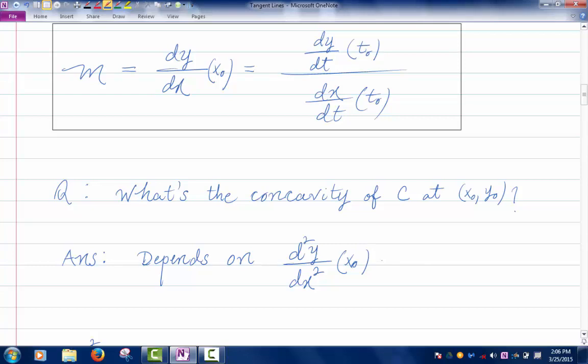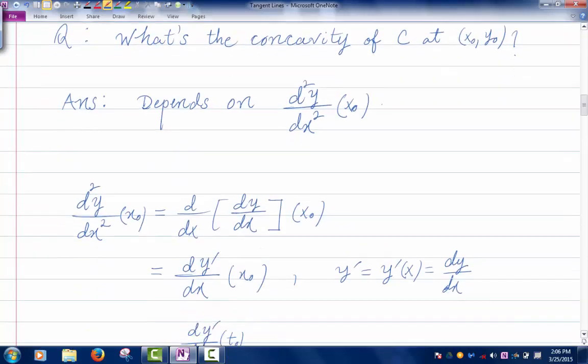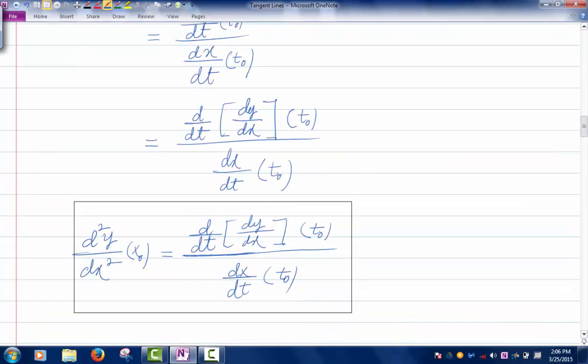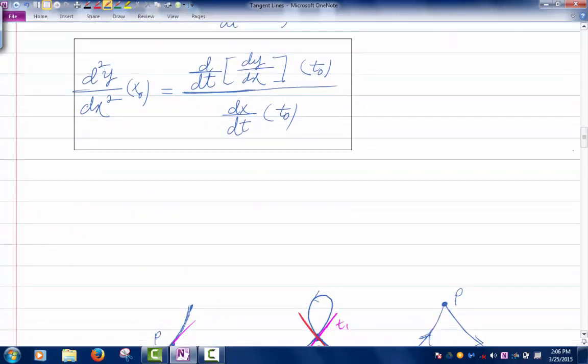And how about concavity? Well, the second derivative of y with respect to x is given by d dt of dy dx divided by dx dt. Notice that the denominator in both formulas is the same. So in the numerator of the second derivative, I have d dt of dy dx, so you're taking the derivative of dy dx with respect to t. And we're going to do some examples today in a bit.